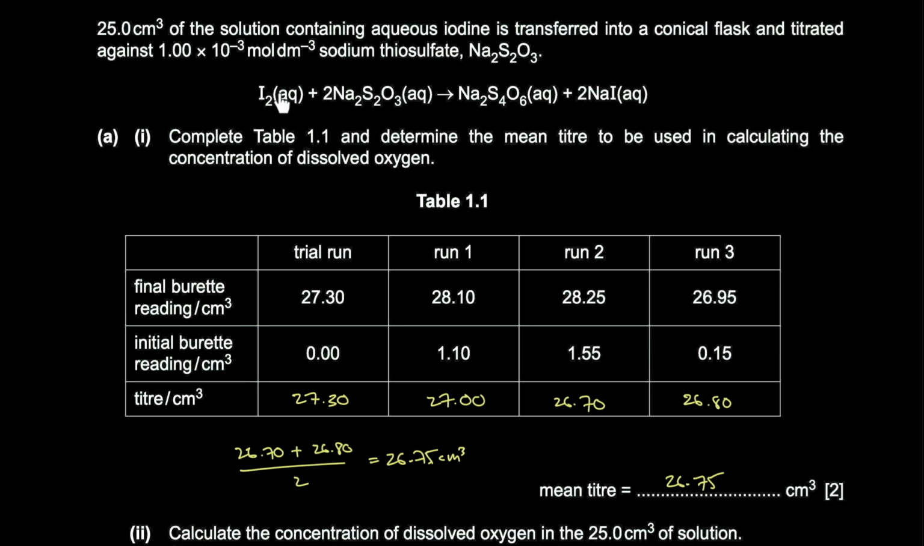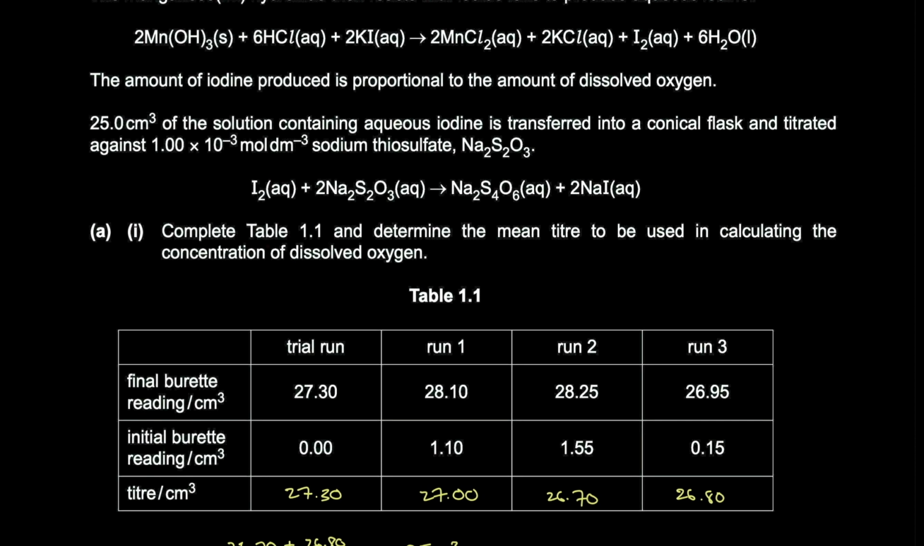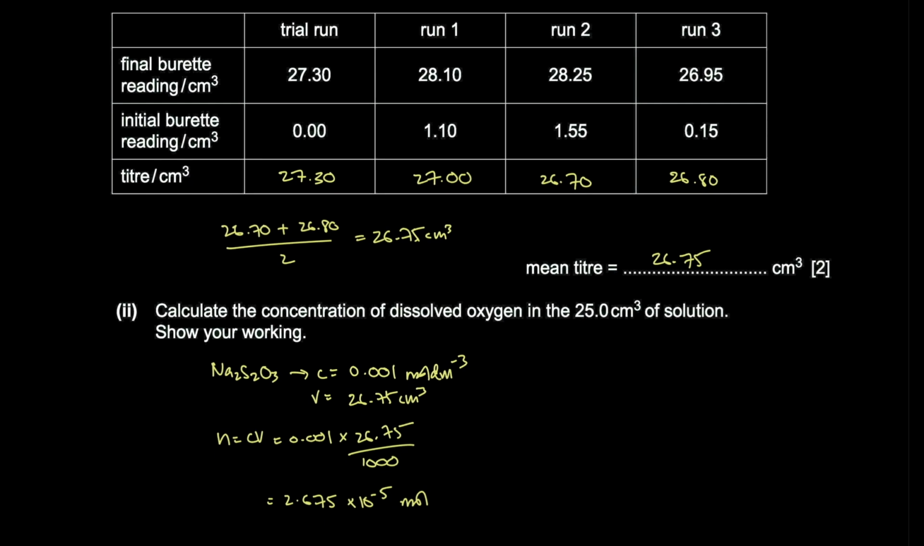Now we can figure out the amount of iodine that was produced in this reaction. The number of moles of iodine will be half the number of moles of sodium thiosulfate. So it's a 1 to 2 ratio. For every 1 mole of iodine, we need 2 moles of sodium thiosulfate. Number of moles of iodine is equal to 2.675 into 10 to the power minus 5 divided by 2. So that gives us 1.3375 into 10 to the power of minus 5 moles.